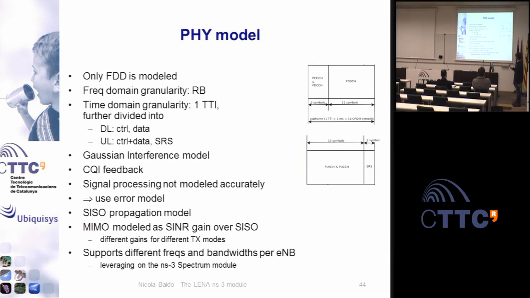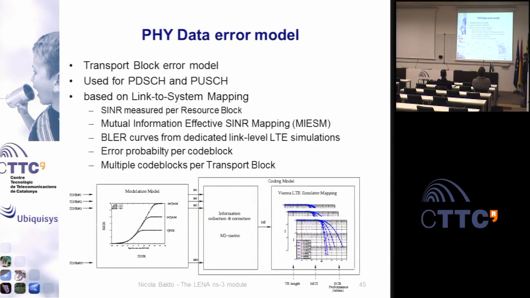About the error model, so we have several error models. The most important one is the one that is used for data transmission, so the PDSCH and PUSCH. And it's a transport block error model. It means that for every transport block that is transmitted in the simulation, we evaluate whether the transport block is received correctly or not. But still, as I said, the physical layer model has an SINR value for every resource block. So how do we combine these two things?